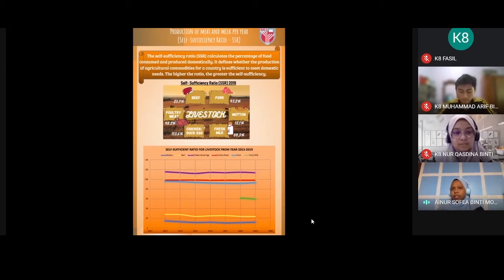So the company feels that there is no significant importance or advantage for them to produce a lot of this product. That's why this product doesn't catch the interest of the company to produce more of it. So I think that's all for the self-sufficient ratio. We will proceed to the next slide.